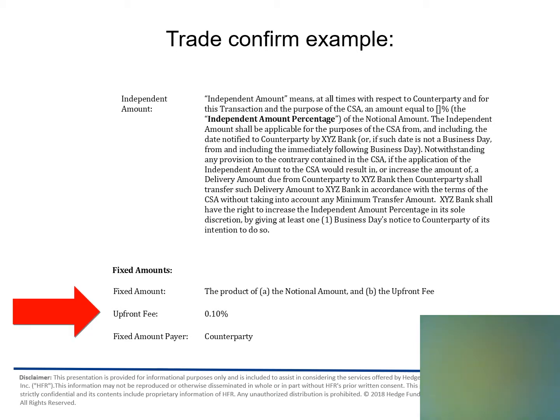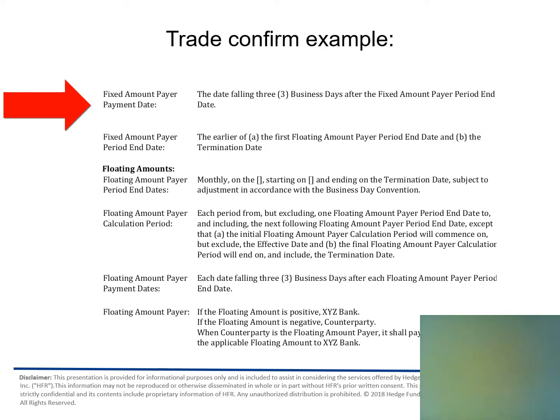As we covered in the due diligence webinar, a bank might charge an upfront fee. This is their cost for putting on the initial positions. Here are the payment terms again. In this case, settle within 3 business days.